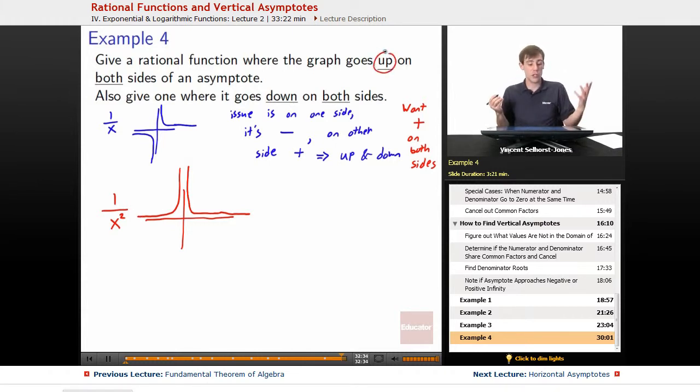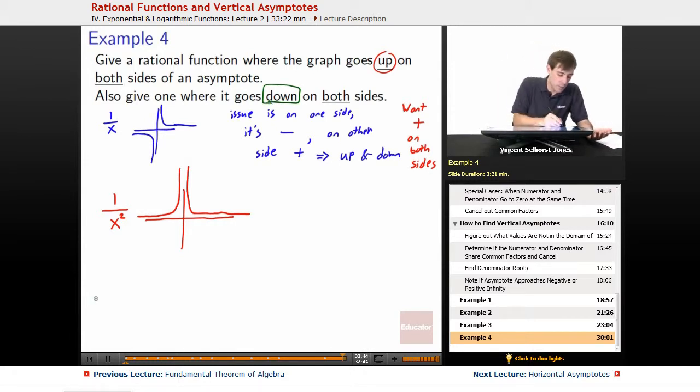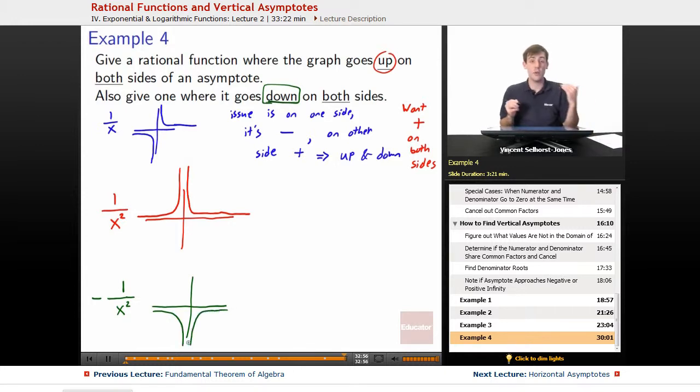If we want to get one that's going to go down on both sides, well, we see 1 over x squared. We just want it to go down, so let's make it as easy as just flipping it down. We flip it down by making everything negative, so negative 1 over x squared, and we'll see a graph that looks like this. We've managed to make it go down on both sides.